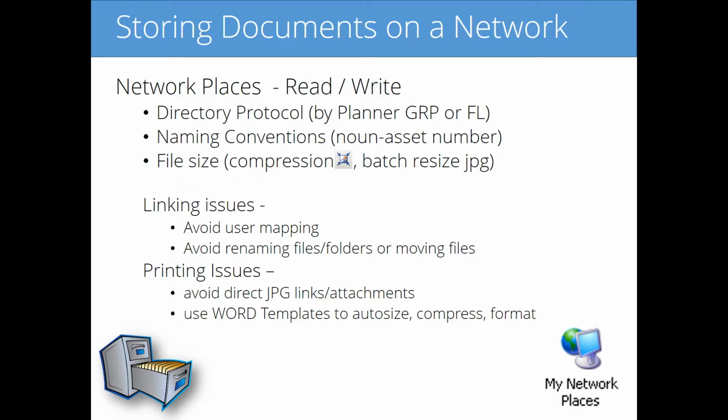So printing issues. Avoid direct JPEG links and attachments, say to work orders or notifications. If you're going to do that, just make sure when you go to print it that it prints out how you want it to print out. I prefer to use Word templates so I can get them to size perfectly. I can have multiple pictures on a single sheet of paper. So using templates I find is the best way to go. Again, Word does a nice compression, and also it can auto format the images to the grid of the table. That's a feature of the settings of the table. And the beauty too, you can have callouts and so on. Arrows pointing to things.